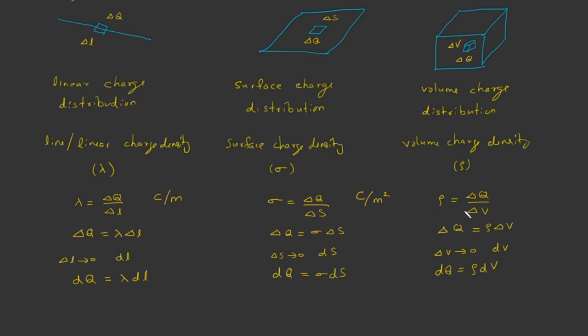Similarly, for volume charge density, the SI unit is Coulomb per meter cube. So we studied continuous charge distribution. Now we are going to study electric field due to continuous charge distribution.